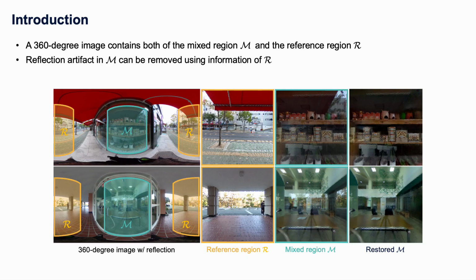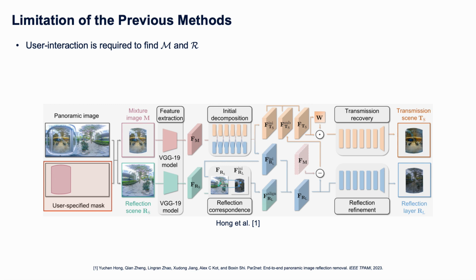When we take a photo of reflective material with a 360-degree camera, we get a 360-degree image that contains a mixed region M with reflection artifact and the reference region R capturing the original reflected scene. With the help of such reference information, we can effectively remove the reflection artifacts from the mixed image region. However, it is challenging to find the mixed region M and the corresponding reference region R.